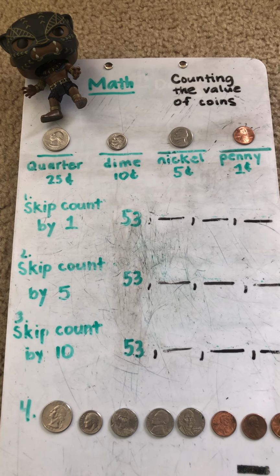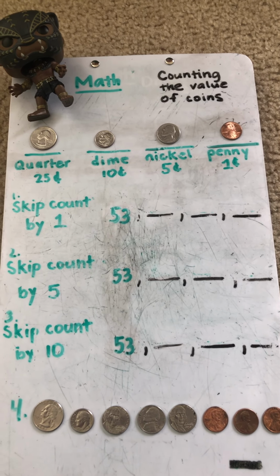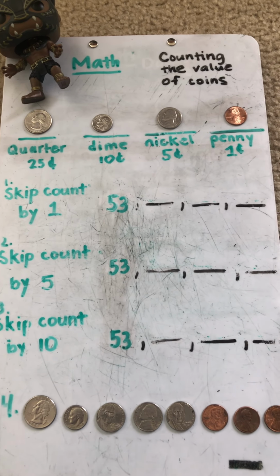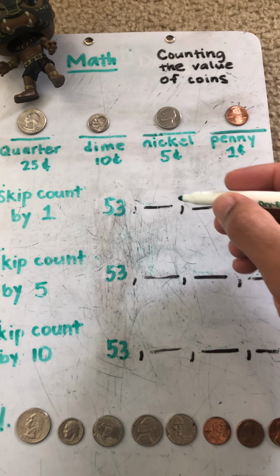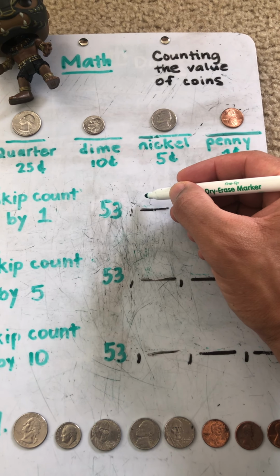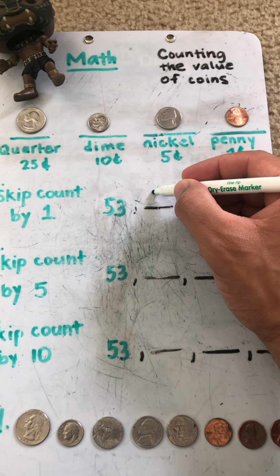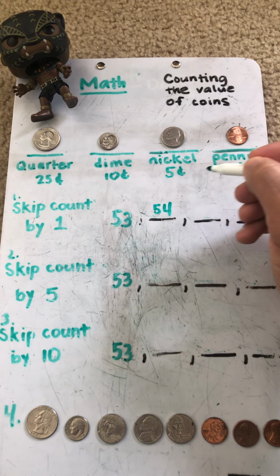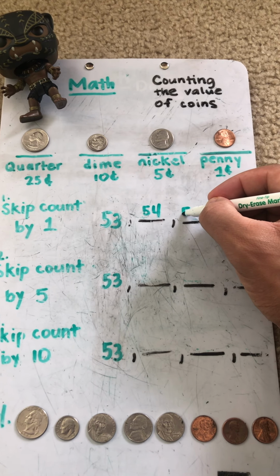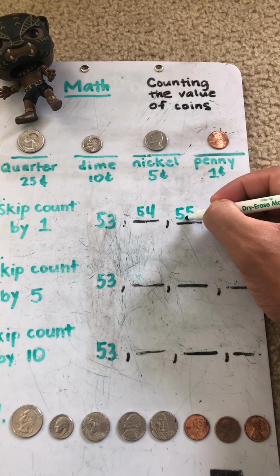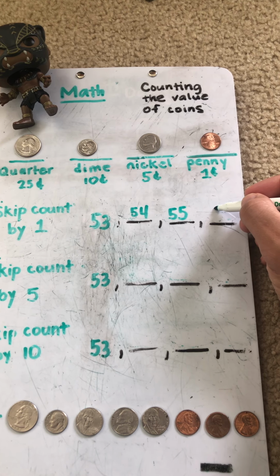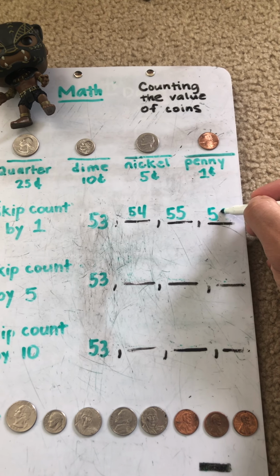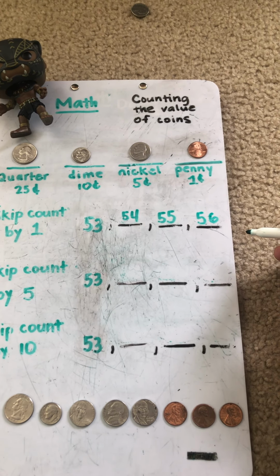I'll start off by skip counting by 1s. My initial value is 53. So from there, I'm just going to continue the pattern by going 1 more. 53 becomes 54. Another 1 makes it 55. And 1 more leads me to 56. Okay?